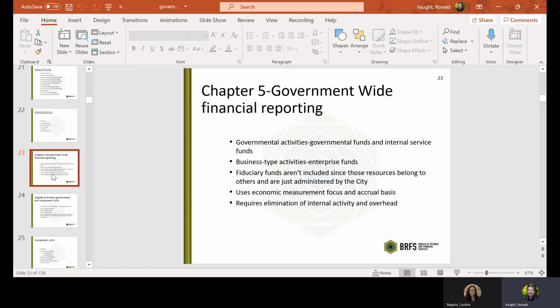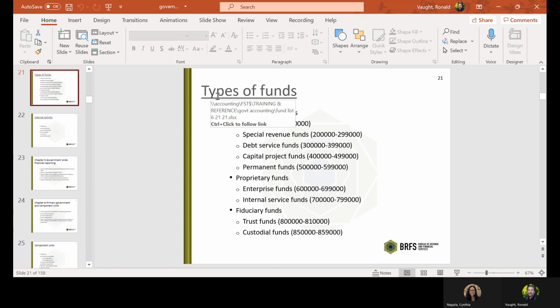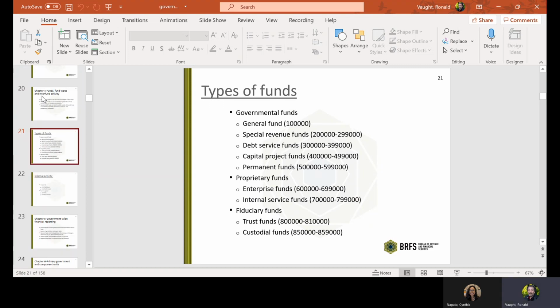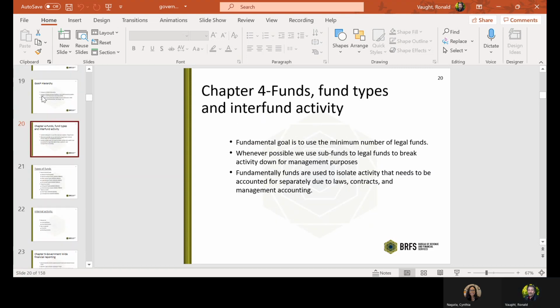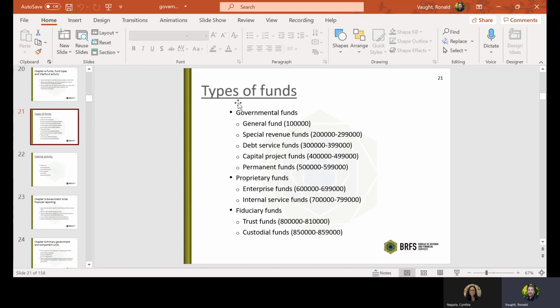Okay, government-wide financial statements. I guess I should have been... I should pay attention to what I'm doing. I actually have a hyperlink here. Oh, this is it.